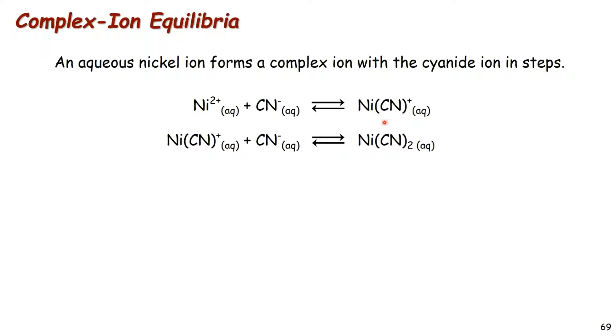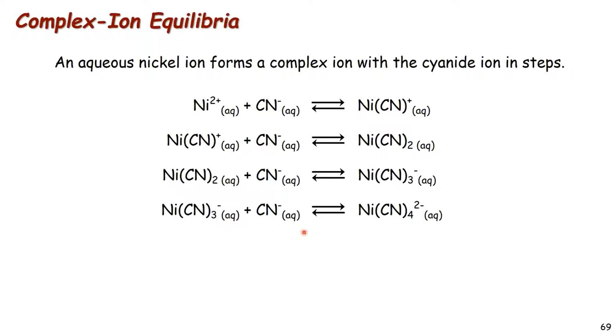It's going to form this complex ion. And if we put in 3 times the molar ratio than that of the nickel, it'll form this complex ion. So you can see they're adding one at a time. And if we increase it by 4 times, so in other words, 4 times the amount of cyanide compared to the nickel, it's going to form this. So it is a step-by-step process until we get up to this, the final complex ion.